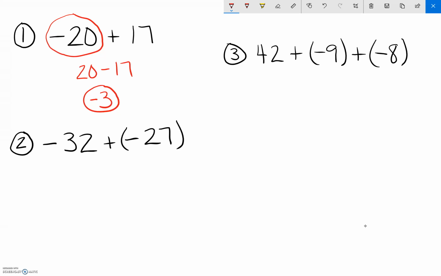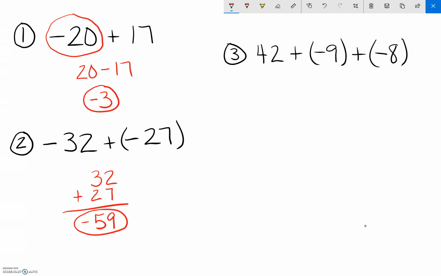Number 2, you should read as negative 32 plus negative 27. Again, it's an addition problem. Since they have the same sign, they are both negative, you add them just like you would normally. 32 plus 27. You're going to get 59, and since both integers are negative, your answer is negative 59.